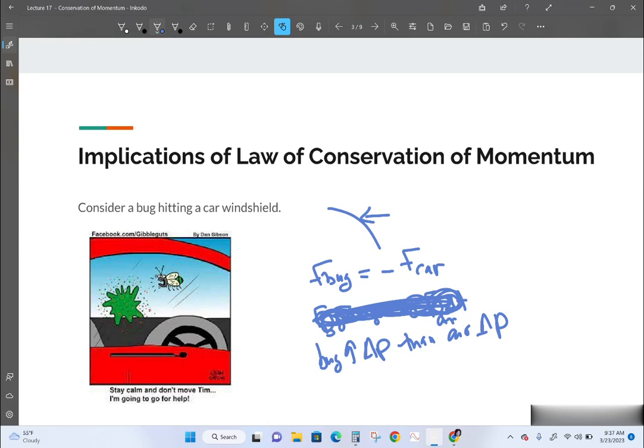right? And that makes sense, right? Change in momentum means a change in velocity. Which one slows down the most? The bug does. It may even stick to it and move around and bounce, right?